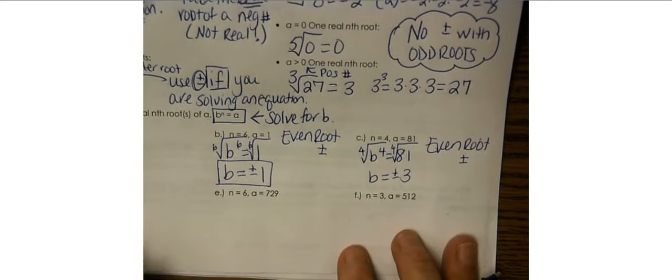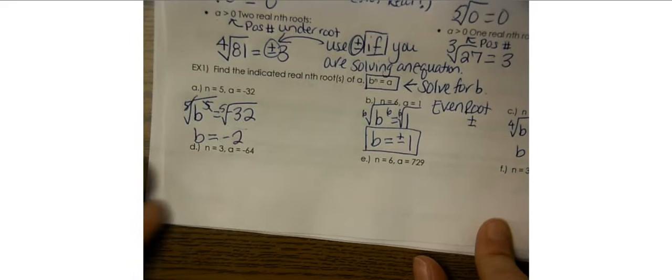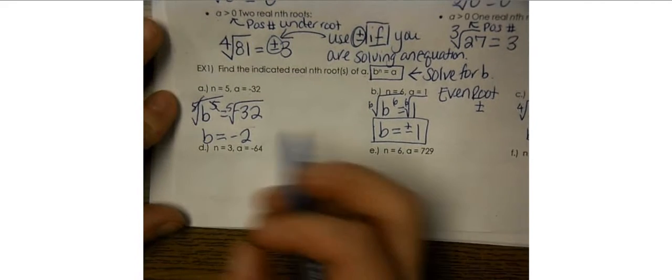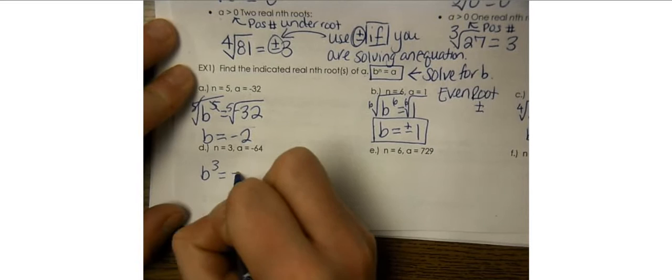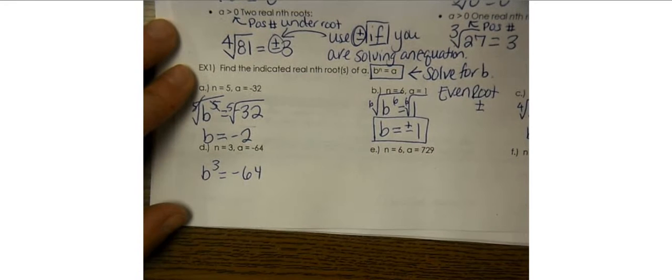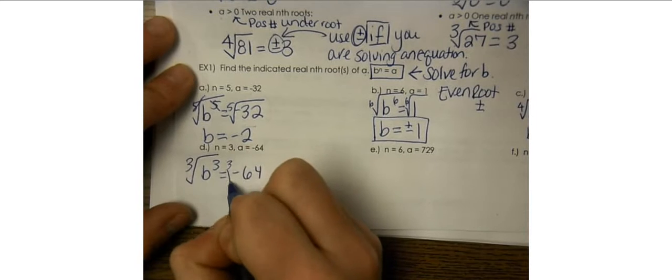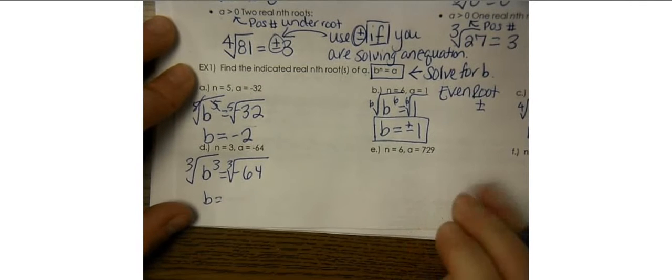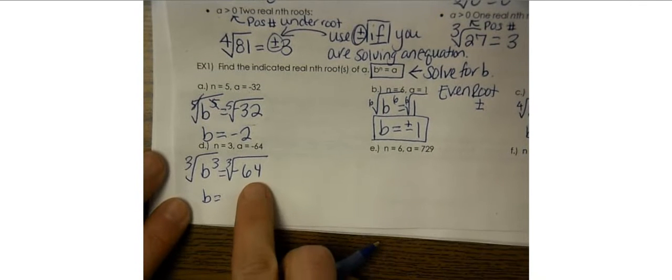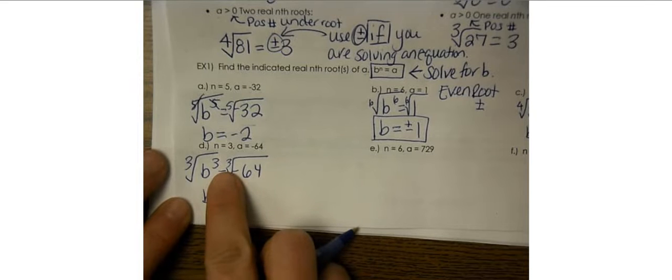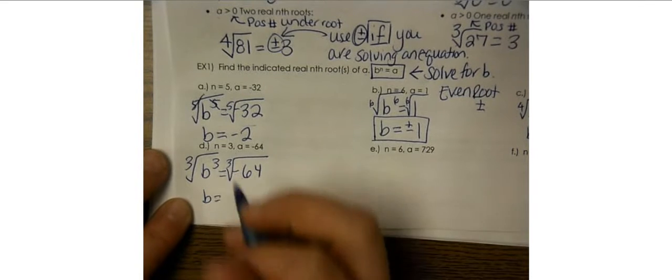Let's look at letter D. For letter D, we have b to the 3rd power is equal to -64. This is an odd root. We'll only have one type of solution. So I'm going to take the cube root of both sides, and I end up with b is equal to -4, the only number that when multiplied together 3 times equals -64.